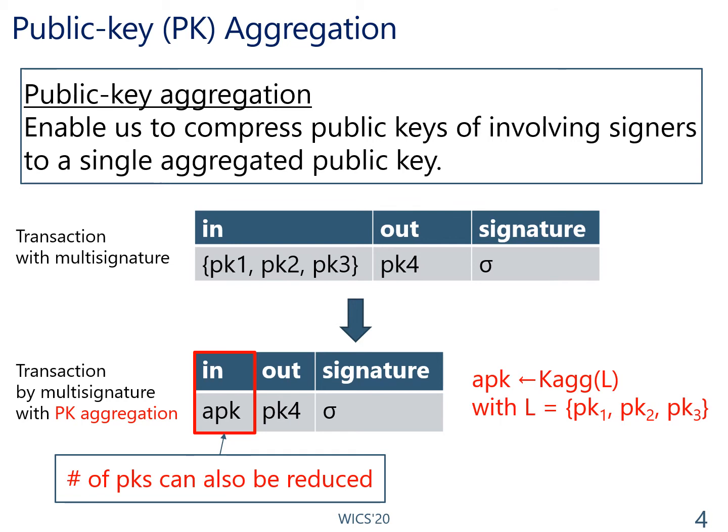Namely, this can aggregate all signers' public keys to one public key. So, by multisignature schemes with PK aggregation, we realize that the data size of the address and the signature is independent of the number of signers.